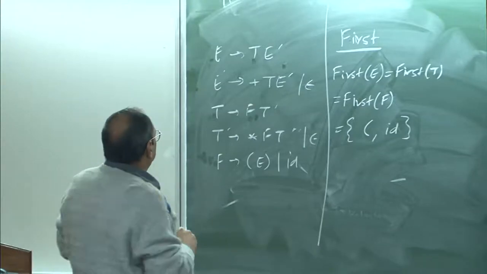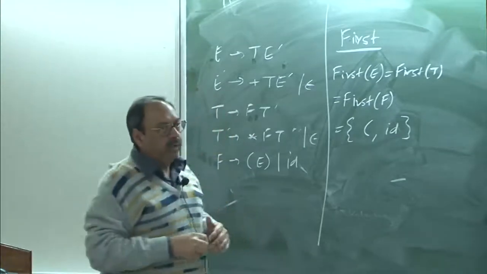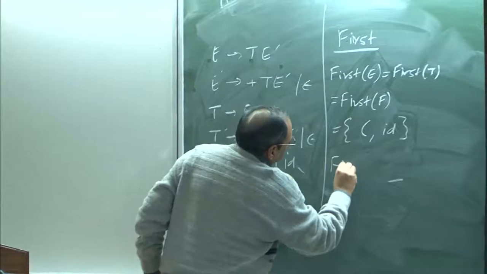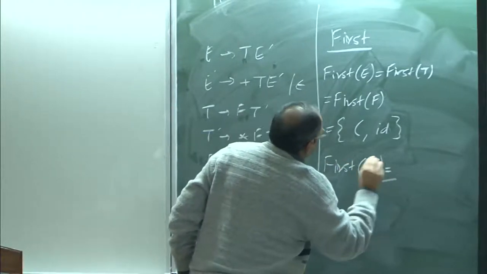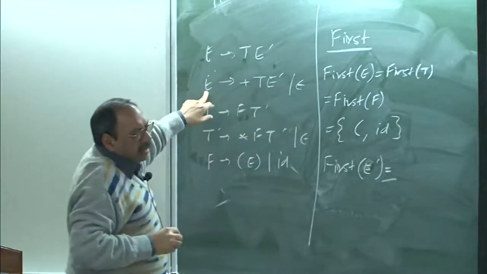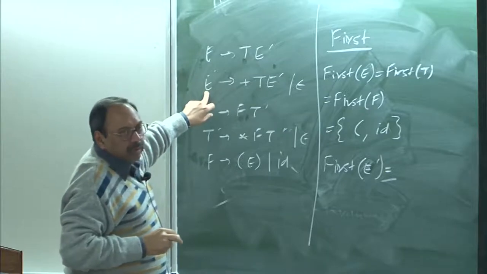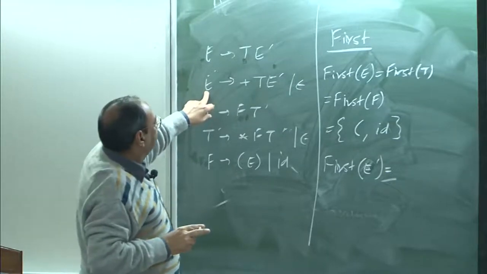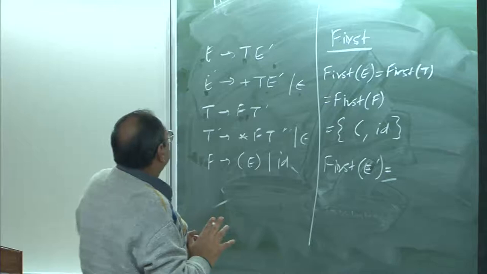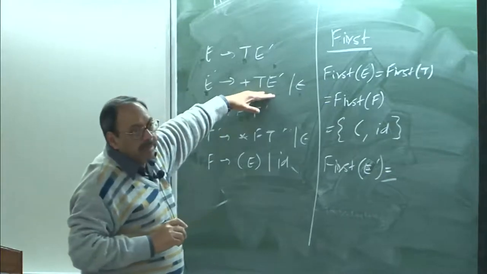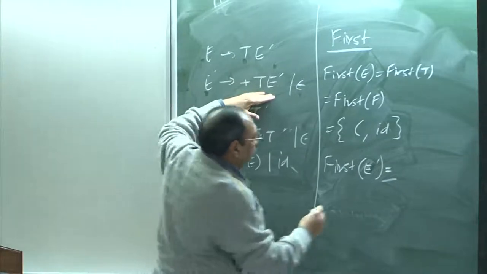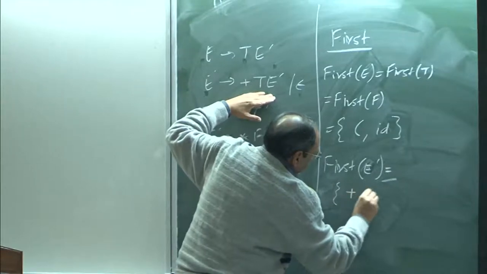Right? Okay. Now what about first of E prime? So I'm doing this computation for all the non-terminals in my grammar. So let me first compute first of E prime. Let me go in that order. If I look at first of E prime, how many productions do I have for E prime? Two productions. This says E prime goes to plus T prime, or E prime goes to epsilon. So what are the symbols which can come into any string which can be derived from E prime? Plus, or first of any other. So basically, this is nothing but plus and epsilon.